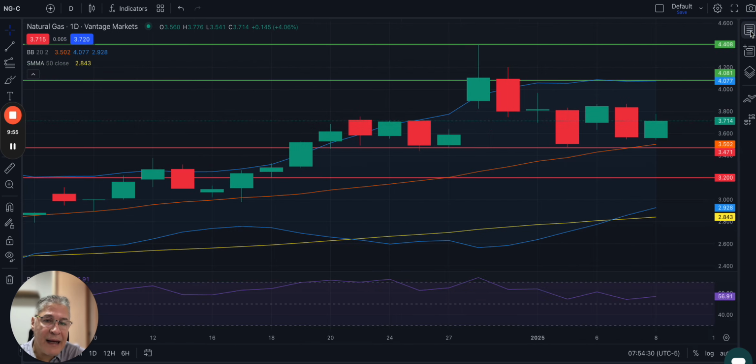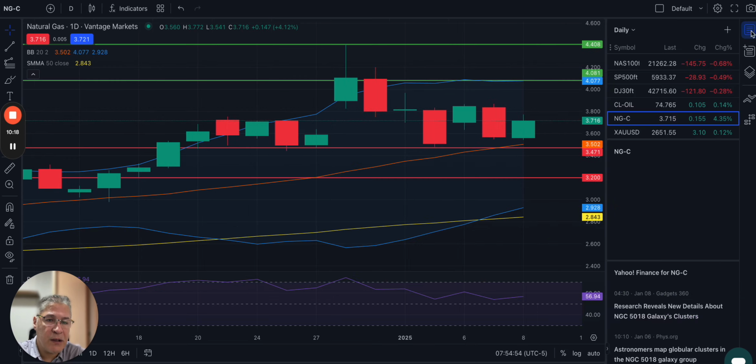Then we have Nat Gas. It continues to create, even though they're pretty wide, equal highs and equal lows, but so far today in the morning, it's looking to recuperate or reverse what it did yesterday. So initially moving towards the opening of yesterday.